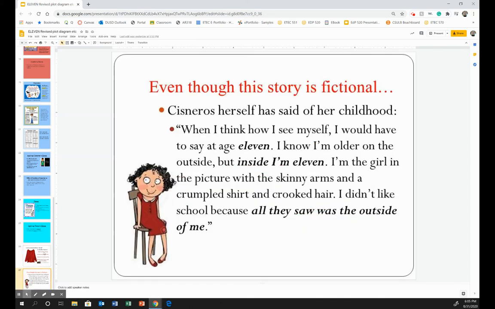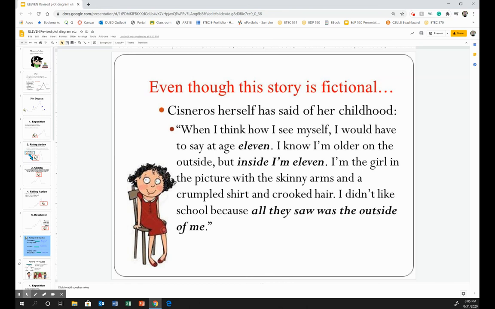And here's our last slide. Even though this story is fictional and never happened, Cisneros, the author herself, has said of her childhood, "When I think how I see myself, I would have to say at age 11, I know I'm older on the outside, but inside I'm 11. I'm the girl in the picture with the skinny arms and a crumpled shirt and crooked hair. I didn't like school because all they saw was the outside of me." Oh, Sandra. I hope you feel better about yourself now.